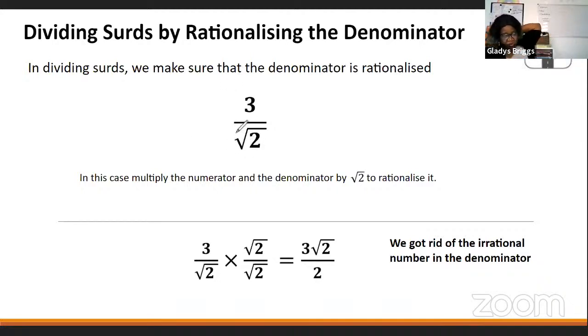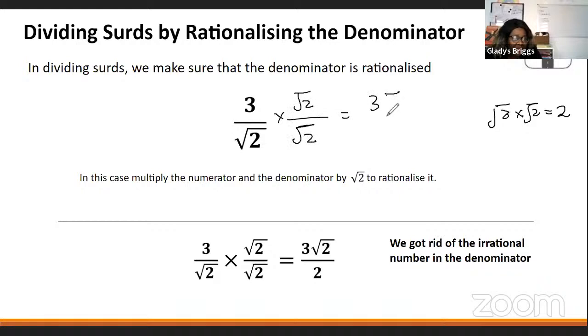So what do we do to get rid of that root 2 in the bottom number? We know that root 2 times root 2 is equal to 2. So we can times the top number and the bottom number by root 2. If we times this by root 2 and this by root 2, then we will have 3 root 2 over 2. So that's how we do it. 3 root 2 over 2 is equal to this. Okay, so now it's all clear.